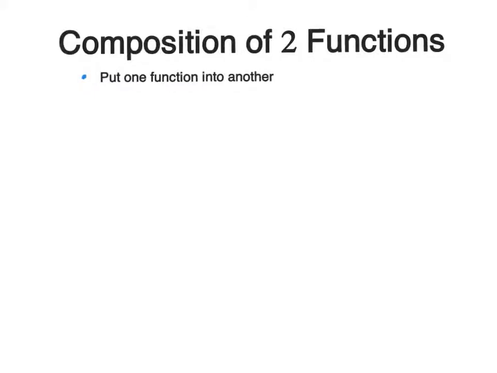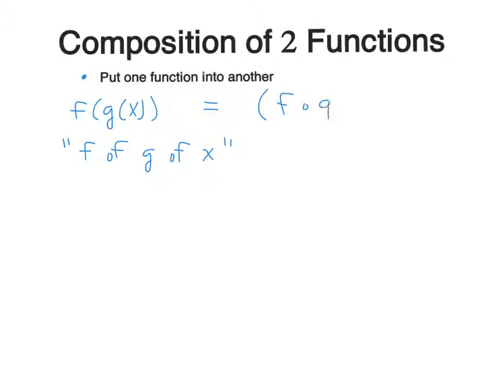Okay, we're going to look at finding the composition of two functions. This is where you are putting one function into another. So the notation looks like this, and the way we read this is we say f of g of x. Another way of expressing this would be to use this notation where you see this little open circle in between the two functions in parentheses, and then you have your x on the end.